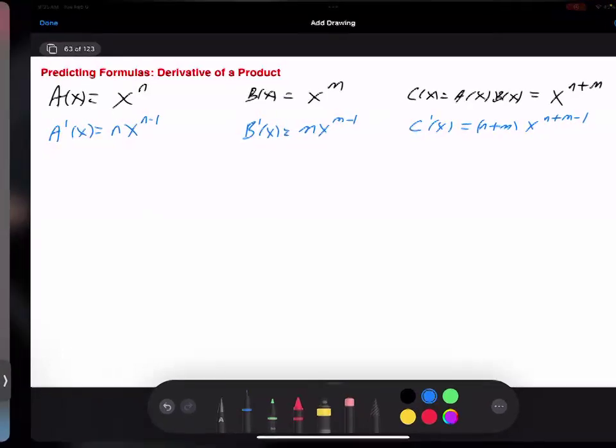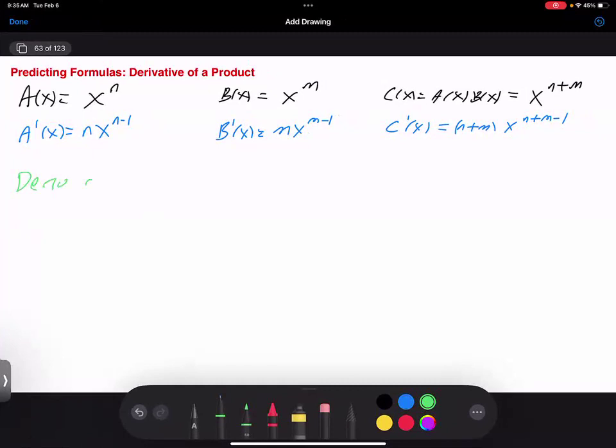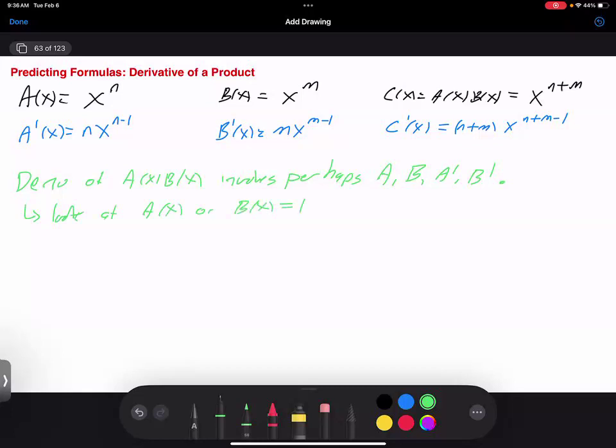So the derivative of a of x, b of x involves perhaps a, b, a prime, and b prime. Seems reasonable. If you take b of x equals 1, we know a prime comes into play. And in fact, it would then be a prime multiplied by b. So you can look at special cases. You can look at a of x or b of x equals 1. Does it make sense that the derivative should involve a, b, a prime, and b prime somehow?